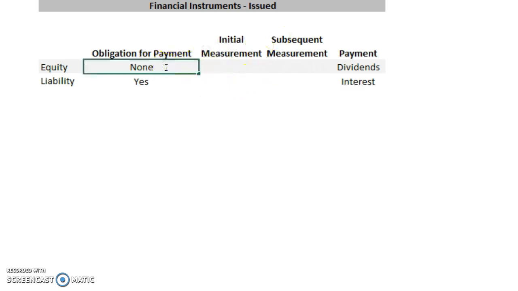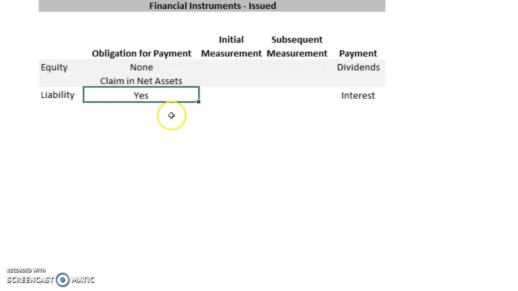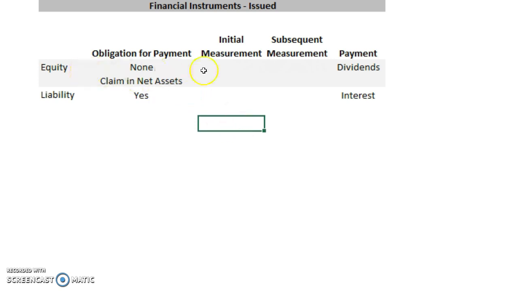What I'll add in here, just for clarity, is there's a claim on the final net assets. So there's no obligation for payment, but there is a claim. So that's the main difference. So let's look at how these might be measured. First of all, we'll look at equity instruments. The initial measurement will be fair value minus costs of issue.